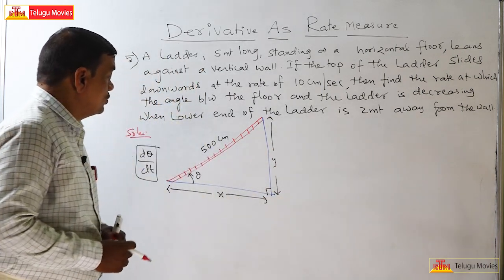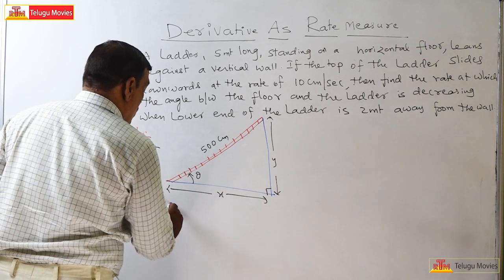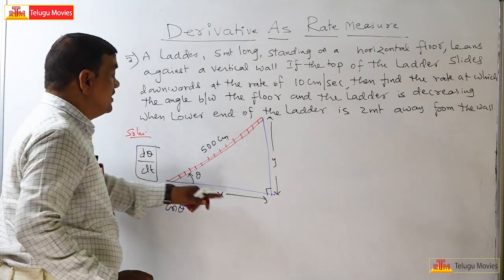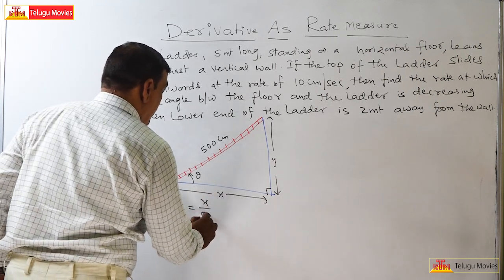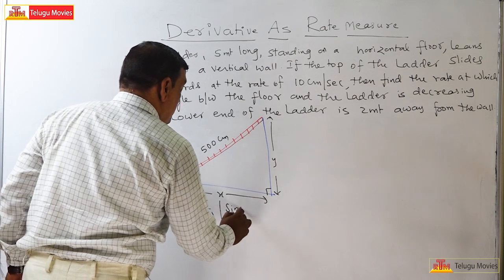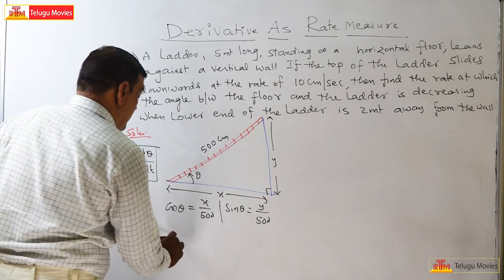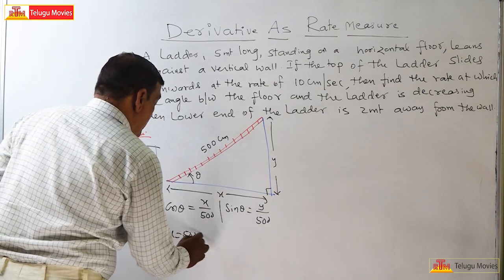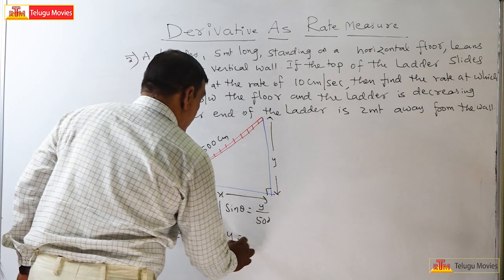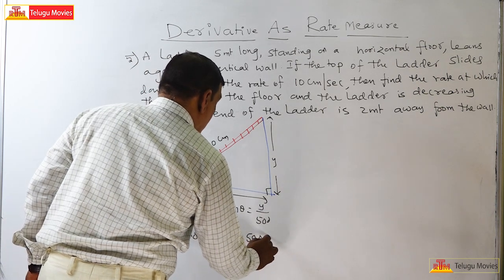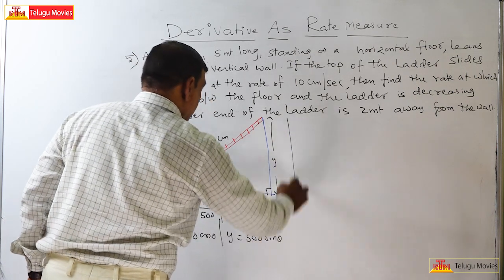Okay now, from this what is cos theta? Cos theta is equal to x by 500. Sin theta is equal to y by 500. Therefore x is equal to 500 cos theta, y is equal to 500 sin theta. Okay?